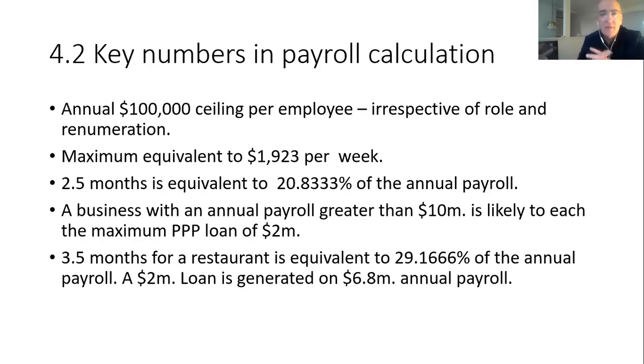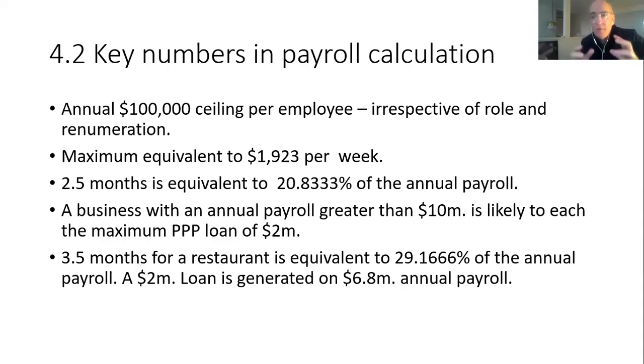Okay, key numbers. I think anyone who's familiar with PPP will know this. There's a ceiling on the amount that a person can be counted for the purpose of the payroll, and that's $100,000. So if you've got an employee receiving a salary of $110,000 over the course of a year, you can only count $100,000. You've got your profit and loss statement, and you have to check it to make sure that if any employee is going over $100,000 individually, they are capped at $100,000.